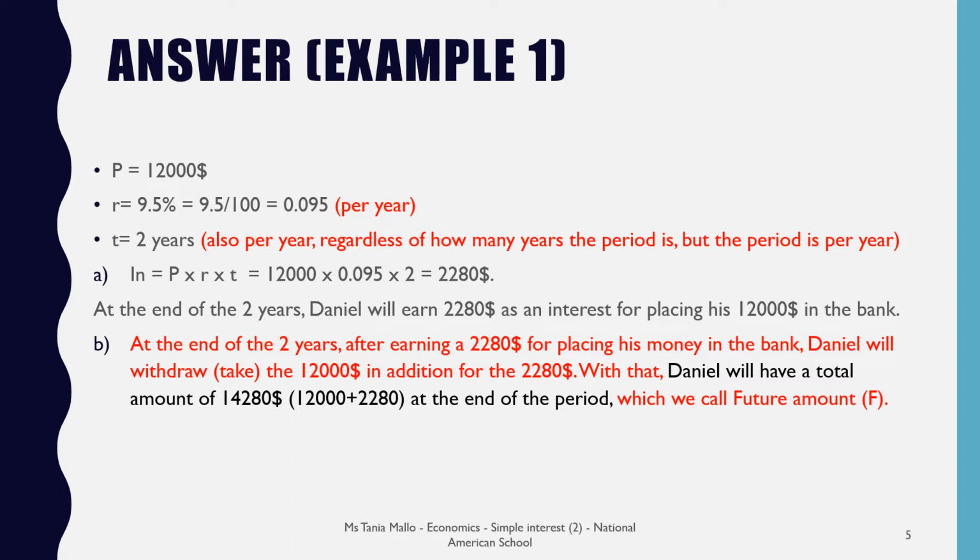Logically speaking, it is very easy to say that Daniel will add the interest that he earned to the principal amount that he already has. So he will have $14,280 at the end of the period. The formula is very easy: to know the future amount, we add the principal amount to the interest to get the future value.